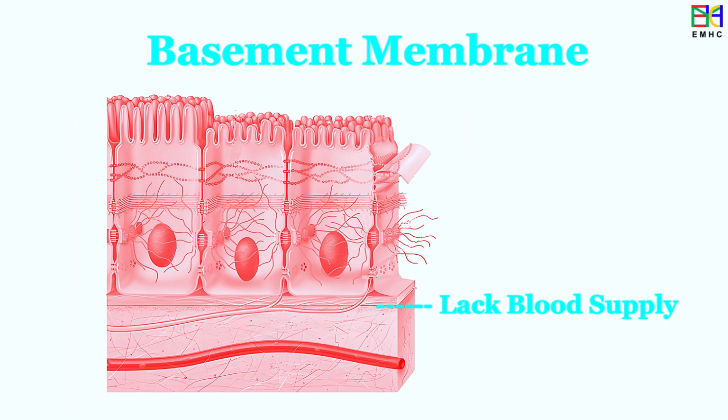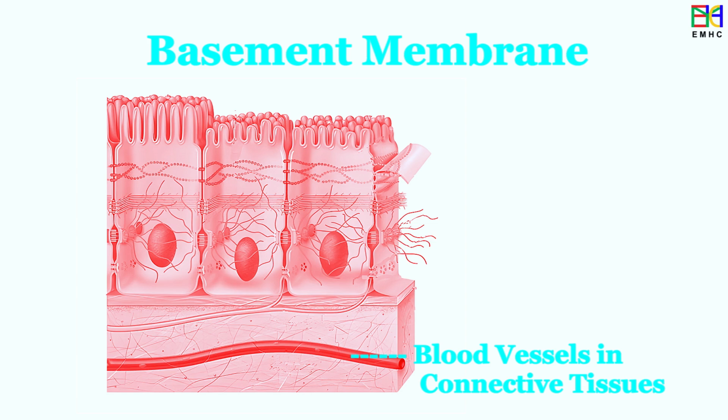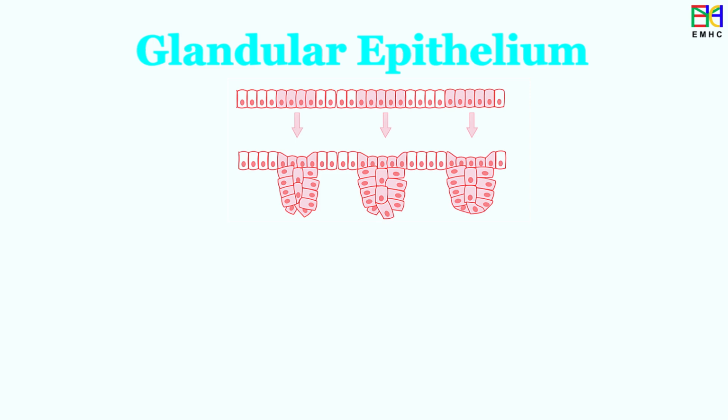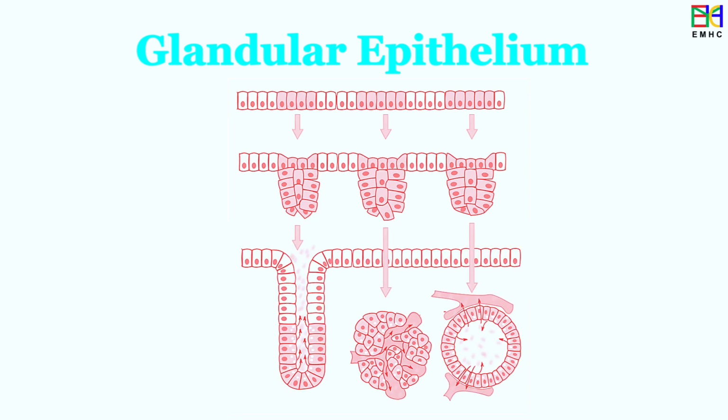Although epithelial tissues lack a direct blood supply, they obtain nutrients via diffusion from blood vessels in the underlying connective tissues. Glandular epithelium is specialized columnar or cuboidal tissue that forms the glands from the unfolding of epithelial cells that are specialized on secretion such as goblet cells.